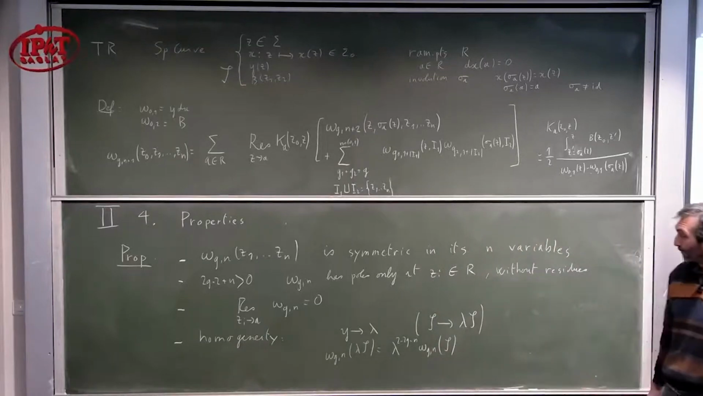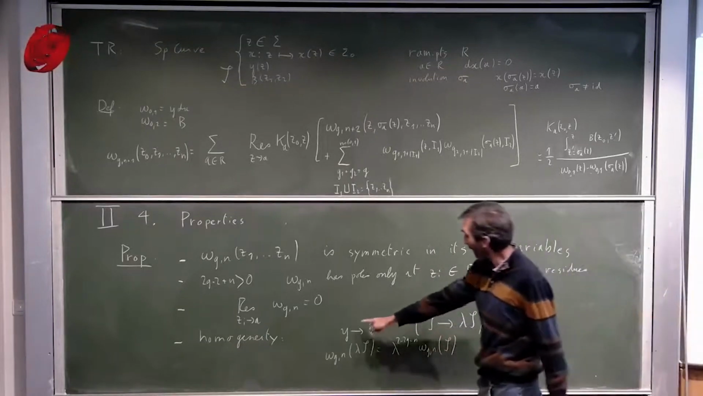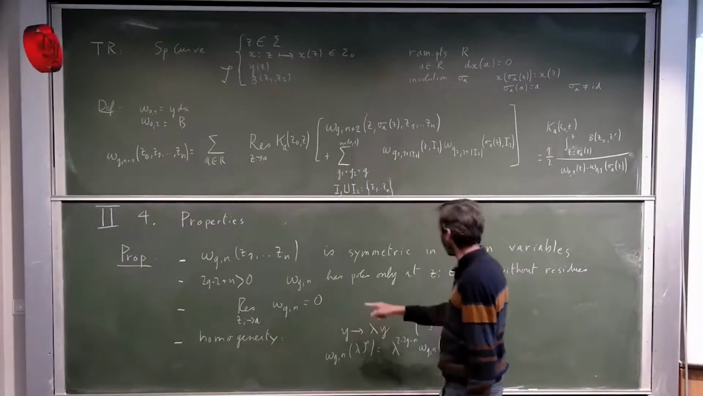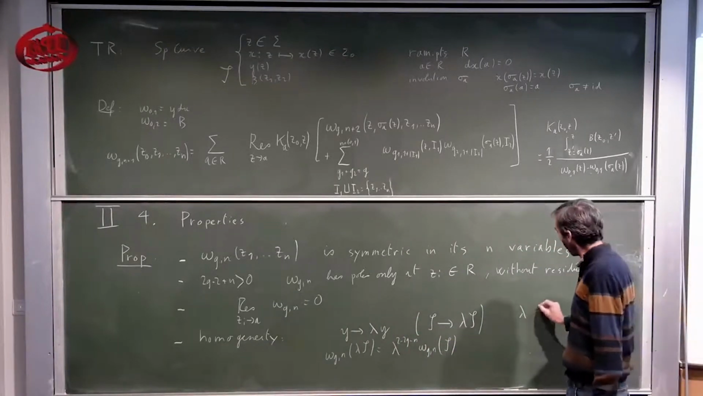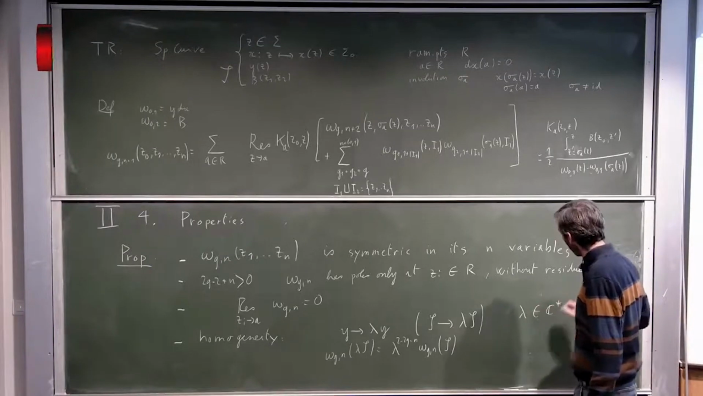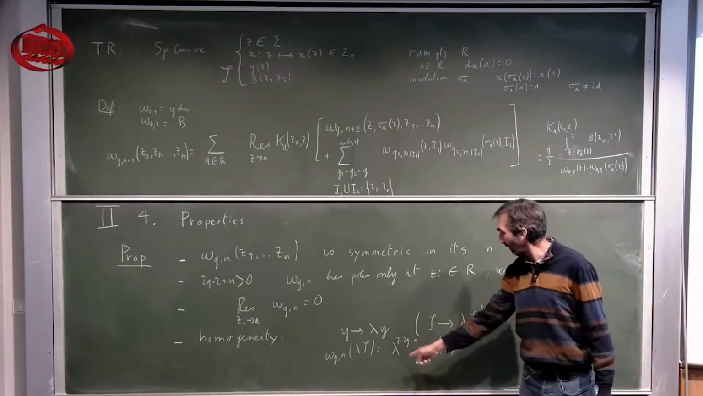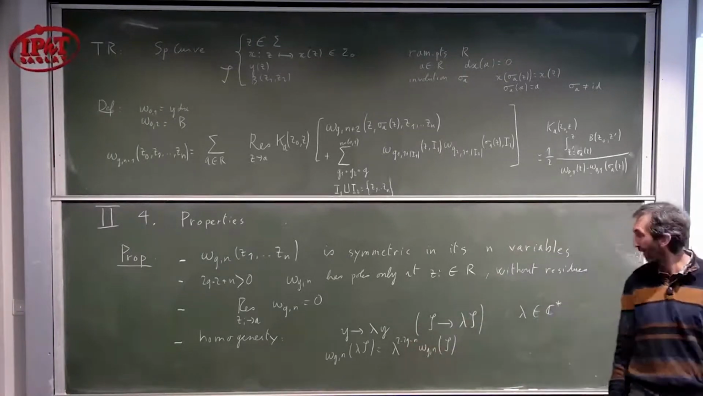So basically, if you multiply y by lambda, and lambda is any non-zero complex number, then the omega gns are multiplied by lambda to the 2 minus 2g minus n.